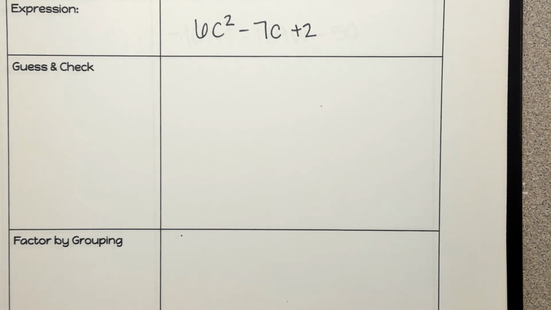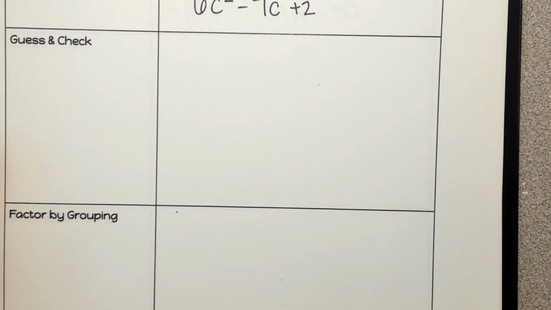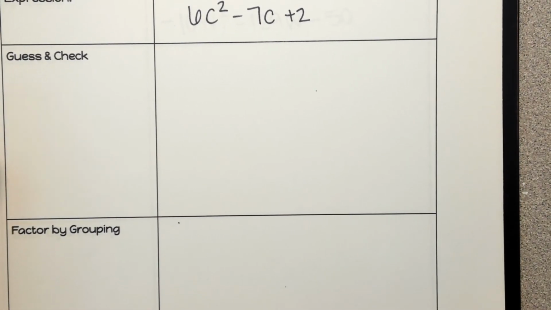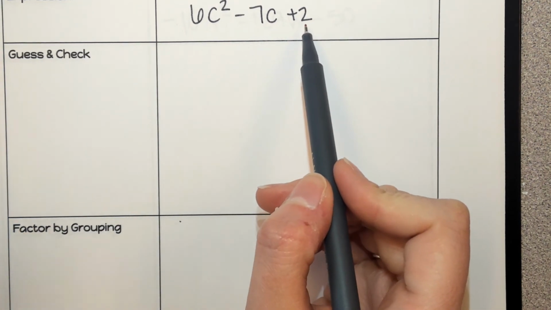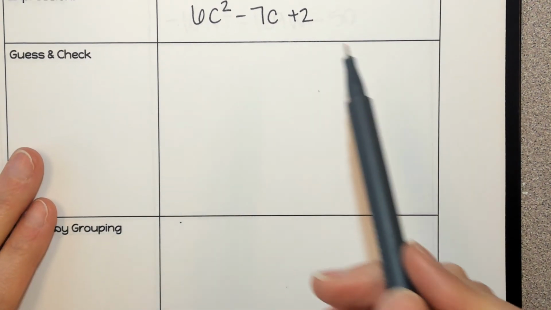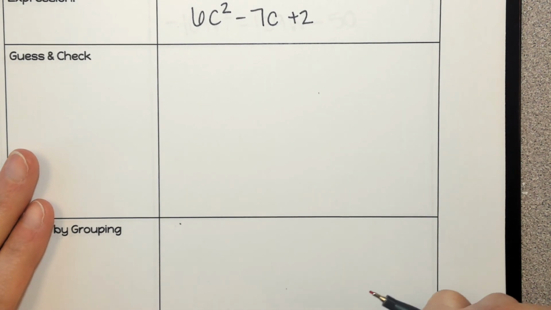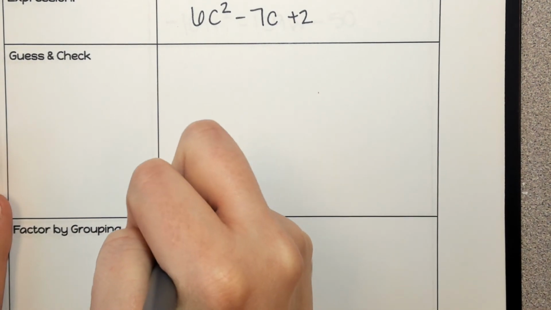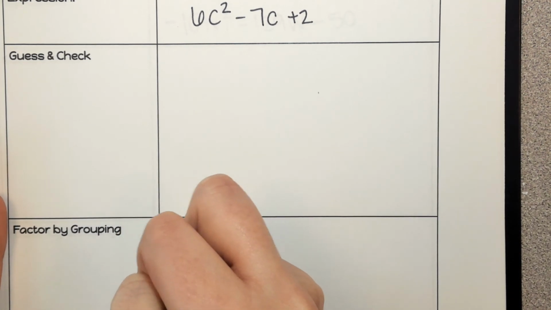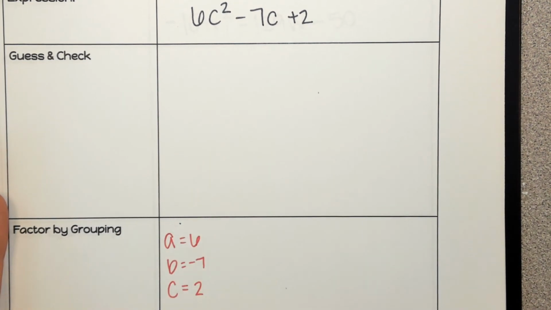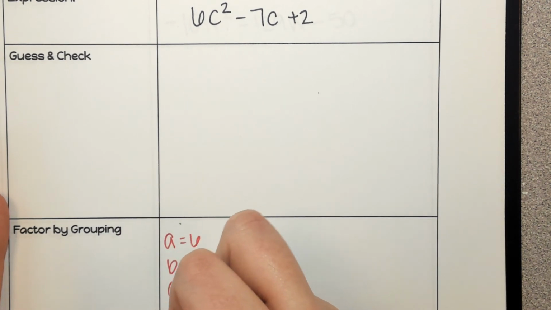Okay, here's our next example. 6c squared minus 7c plus 2. I think that I'm going to do factoring by grouping for this one. So I don't have a GCF, 6, 7, and 2. The only thing I have in common is a 1, and I can't pull those out. They each don't have a C, so I can't pull a C out. So we're just going to go straight to labeling. A is 6, B is negative 7, and C is 2. Okay, so for factor by grouping, I need this x. 6 times 2 is 12.